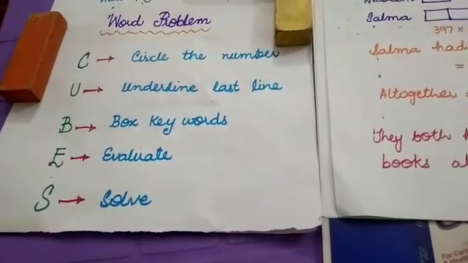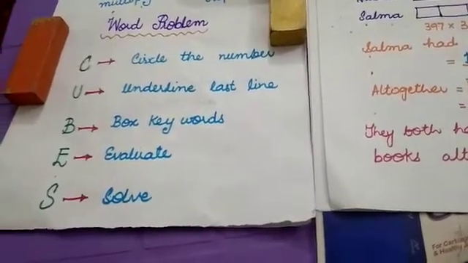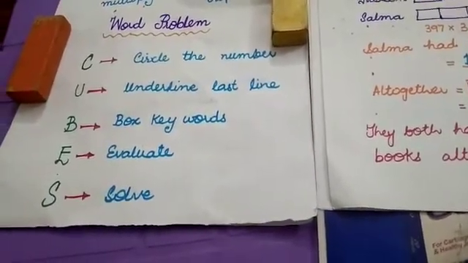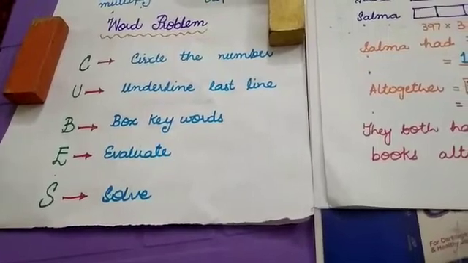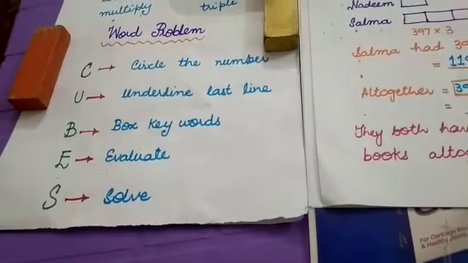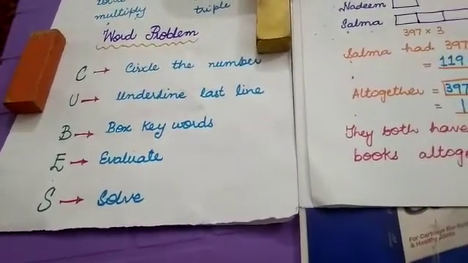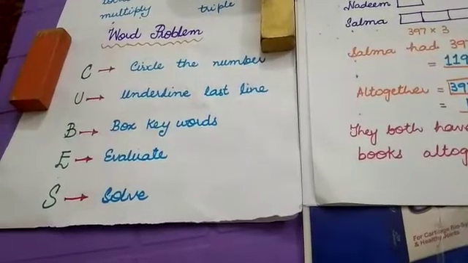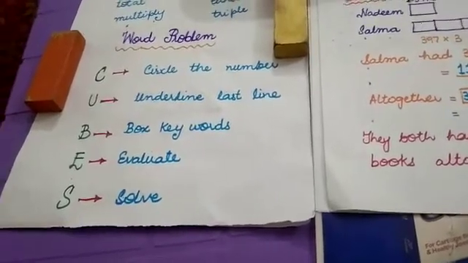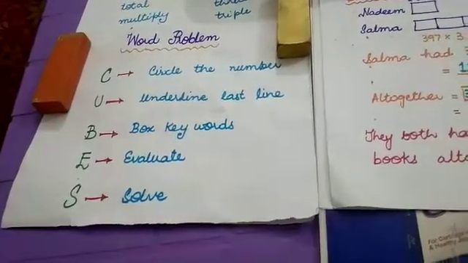So how can we solve the word problem? As I have told you, I will tell you again. We will apply the CUBES method while we are doing word problems. That is, we will circle the numbers, underline the last line, box the keywords and then evaluate and then solve.